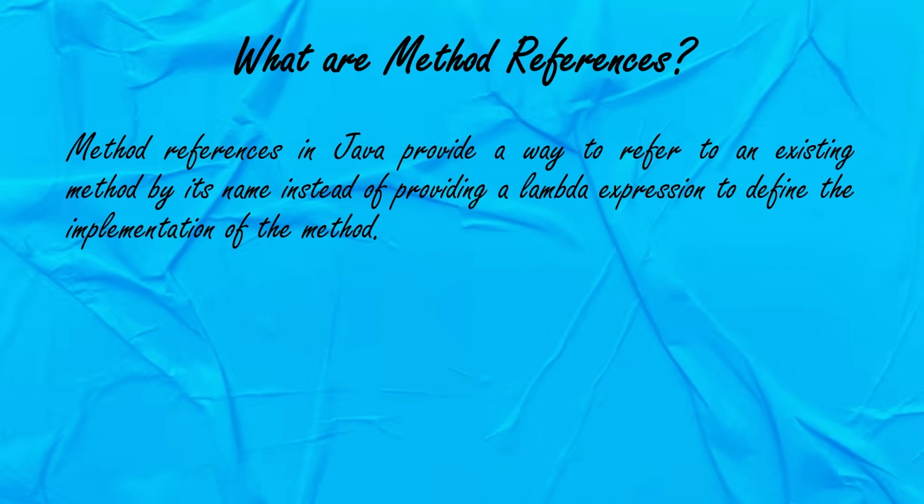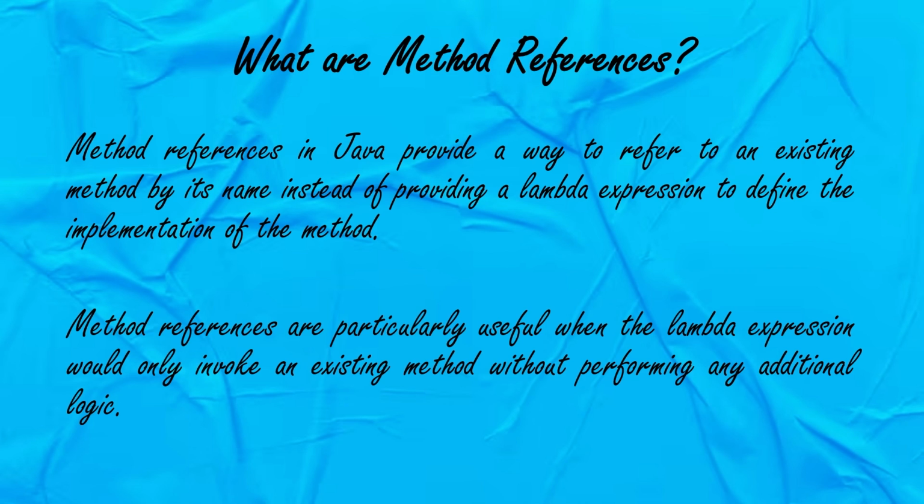So they say method references in Java provide a way to refer to an existing method by its name instead of providing a Lambda expression to define the implementation of the method. So this method reference is something even shorter than your Lambda expression. And here what we are going to do is directly refer to a method only by the instance. Method references are particularly useful when the Lambda expression would only invoke an existing method without performing any additional logic. So in some cases only these method references can be used, not always.